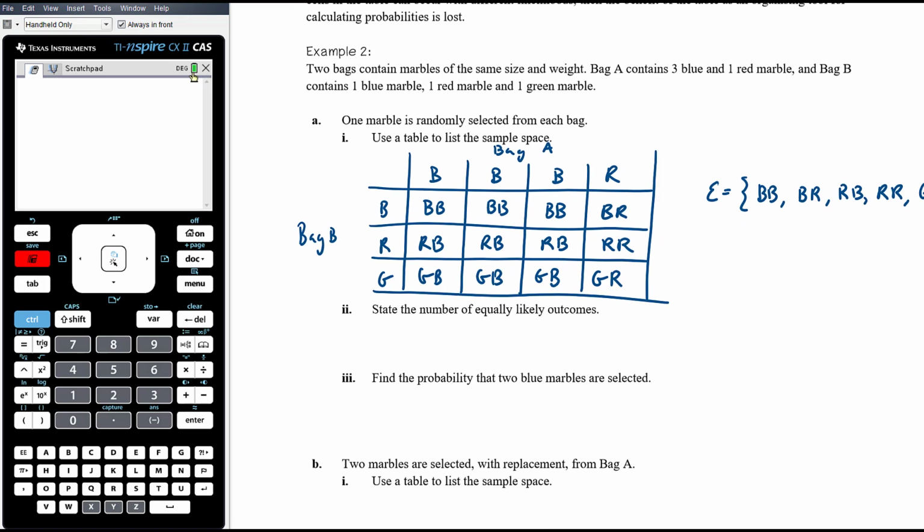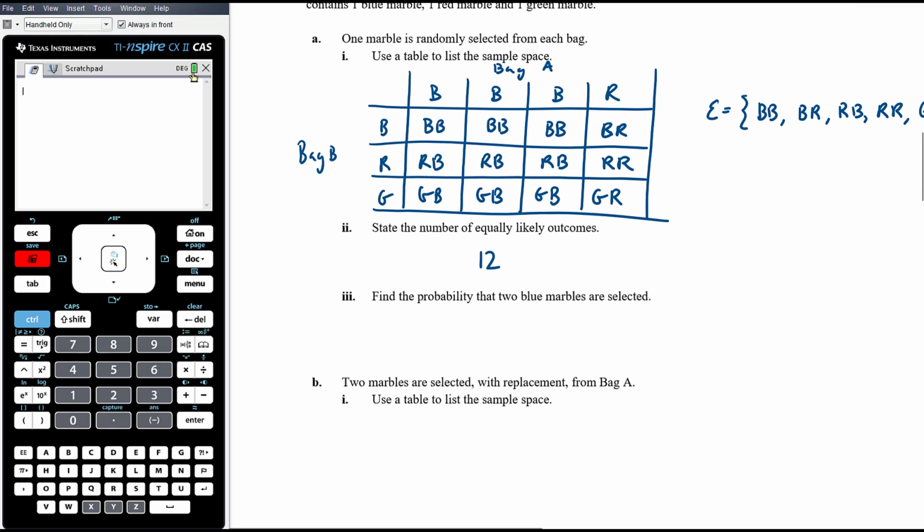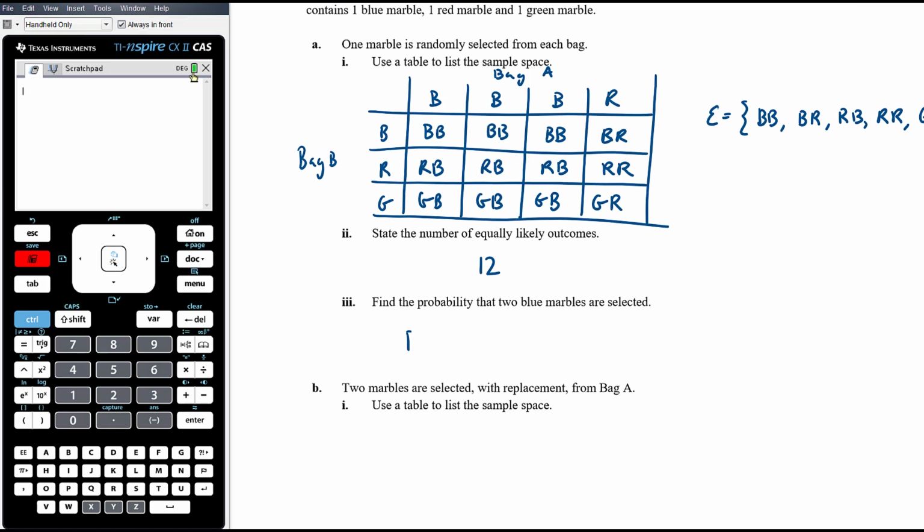So state the number of equally likely outcomes. There are 12 equally likely outcomes. There are only 6 different outcomes, but that's not helpful in thinking about the probabilities. Find the probability that 2 blue marbles are selected. So probability that we get blue and then blue. There are 3 outcomes out of those 12 outcomes with blue and blue, so that's a quarter.